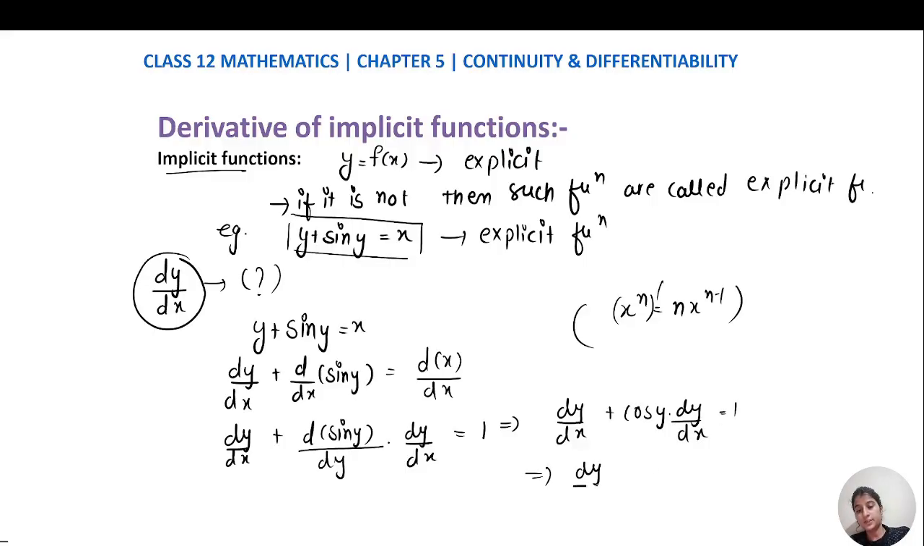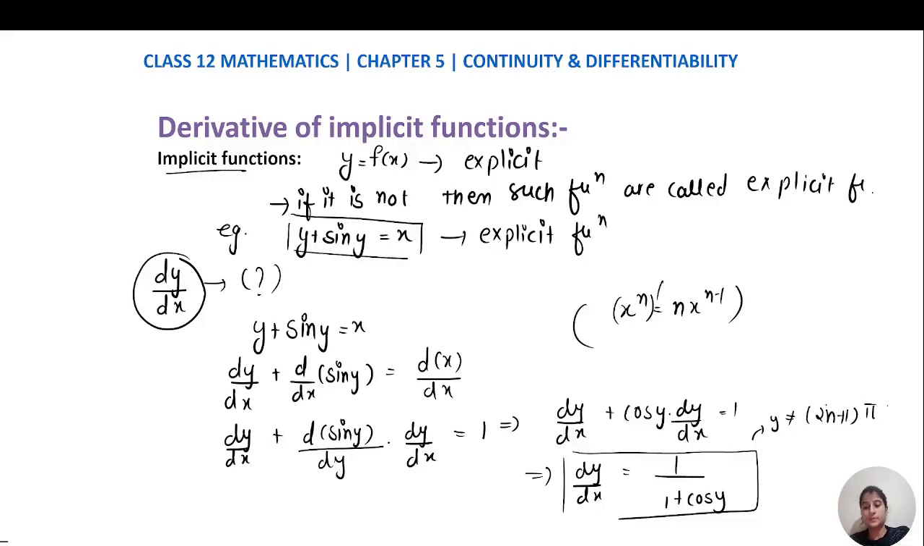So from here our dy by dx will be nothing but 1 upon 1 plus cos y. Observe that y cannot be such that cos y is minus 1, that is, y cannot be (2n plus 1) pi, because then the function is not defined. Other y values are allowed. So to find the derivative of such a function, we differentiate both sides with respect to x, then use the chain rule or standard forms. Then it becomes quite easy to find its derivative.